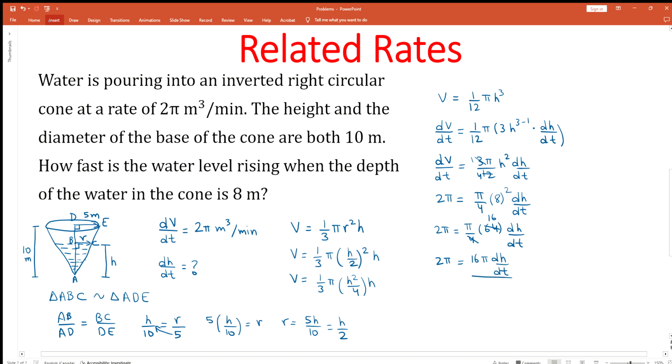Next, we should divide both sides by 16π. The π's cancel each other out and we can reduce 2 and 16. I get dh/dt equals 1/8. And the unit is meters per minute because the unit for dV/dt is cubic meters per minute. This should be the final answer for this problem.